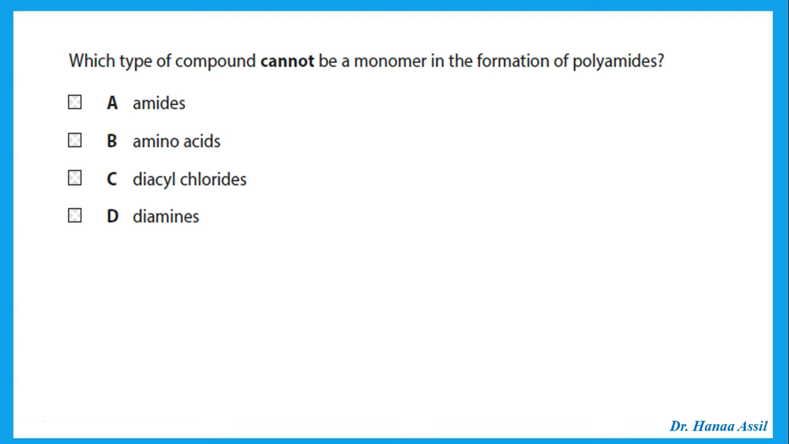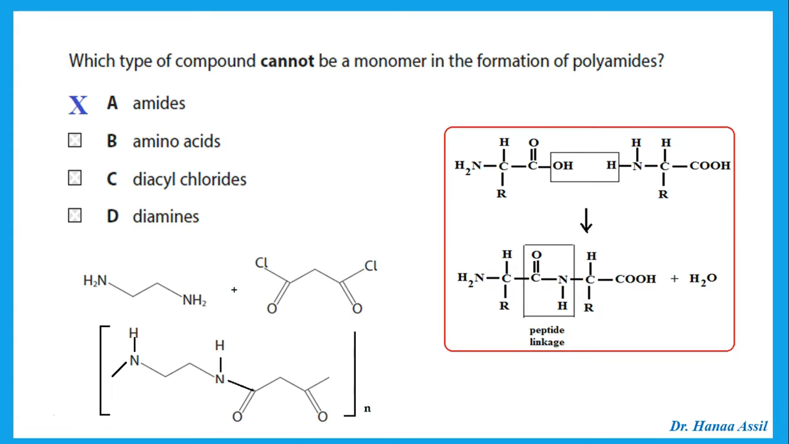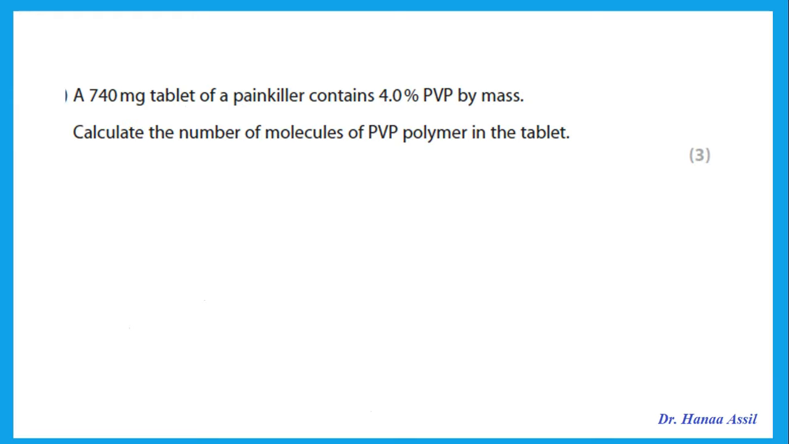Which type of compound cannot be a monomer in the formation of polyamides? Remember, we said polyamides are made from amino acids or diacyl chlorides with diamines, but you cannot start from amides. Okay, so if we have a diamine with a diacyl chloride, that would form a polyamide, but I cannot start with an amide as a monomer.